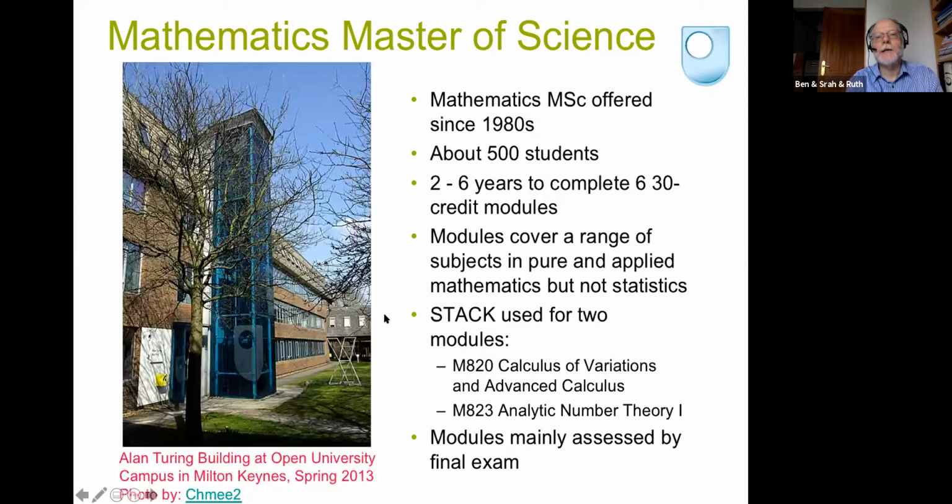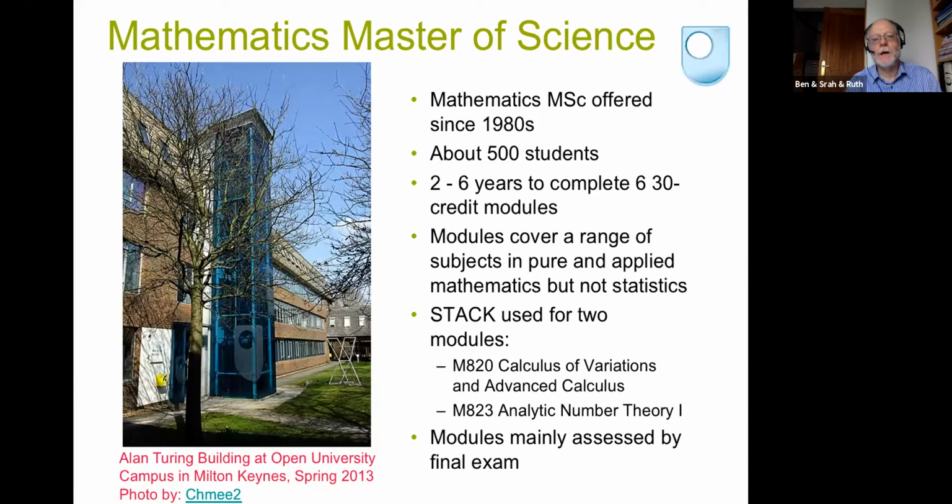So let me tell you a little bit about the Mathematics MSc at the Open University. It's one of our first postgraduate courses, actually, long-standing. It's got about 500 students on it. And it's all done part-time. Students take about 2 to 6 years to complete 6 30-credit modules, mostly doing about 1 a year, although there's a tendency now for students to do more than that, especially younger students who want to complete their MScs more quickly.